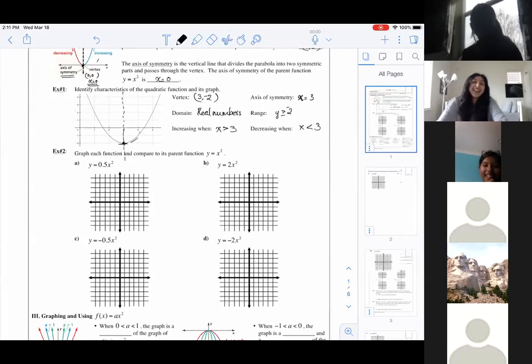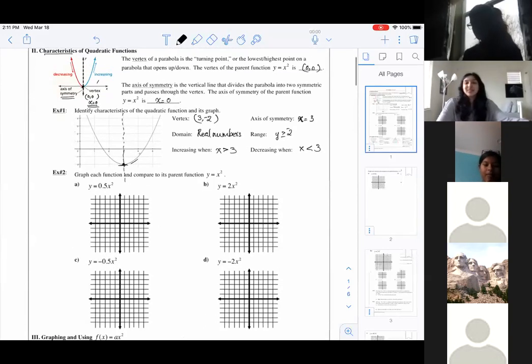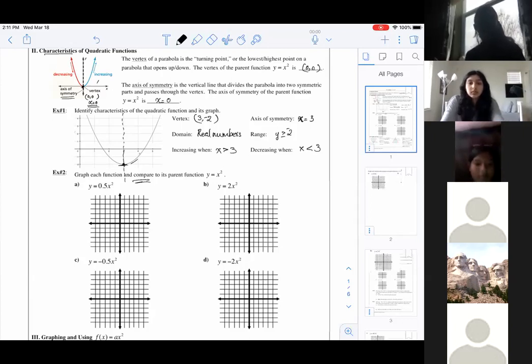Okay. Now look at example 2. We are asked to graph each function. I have 4 of these examples right here, and you have to compare that with the parent function y is equal to x squared. Since we did not graph y is equal to x squared, I don't have the space for that right here. Why don't we graph y is equal to x squared, which is the parent function?